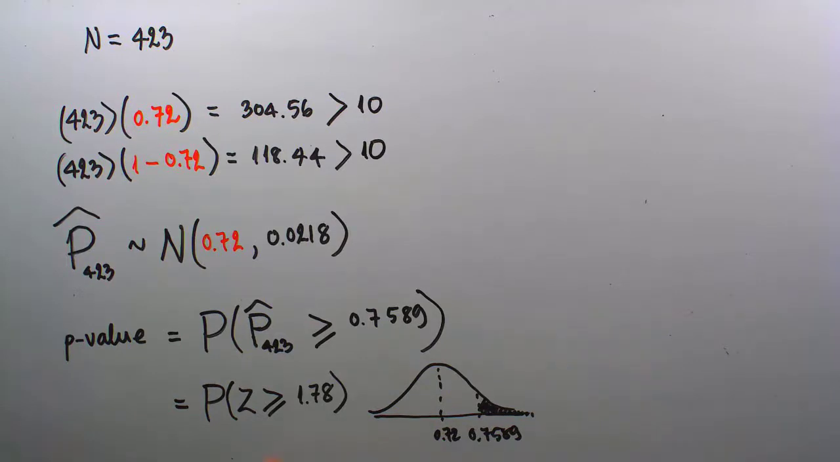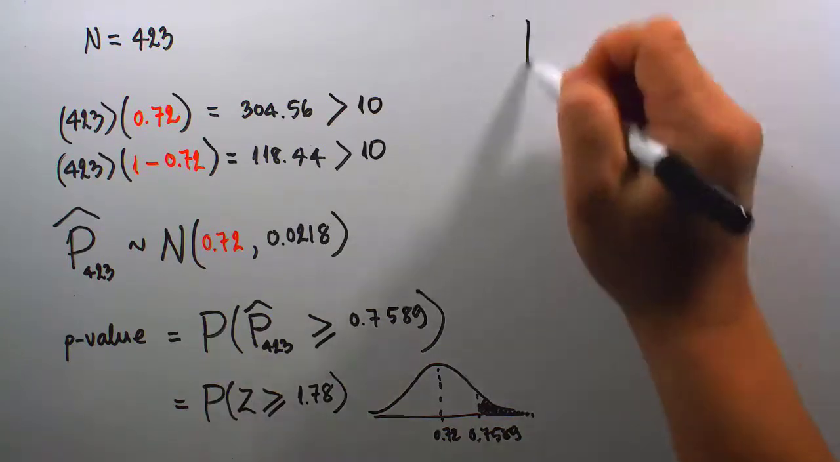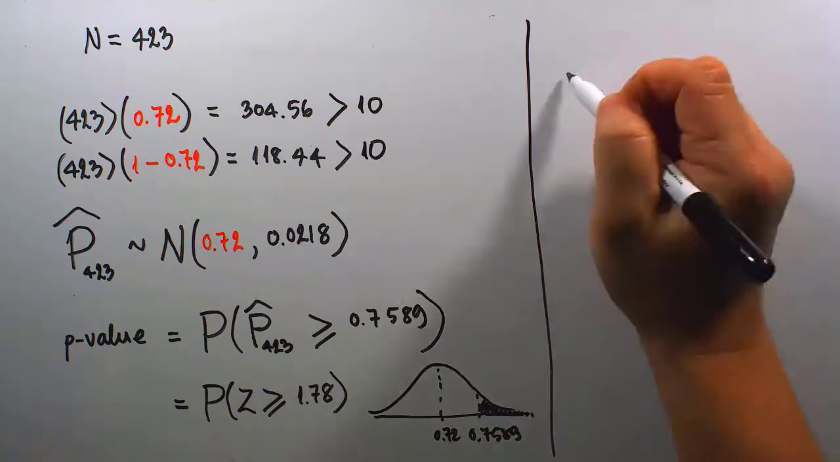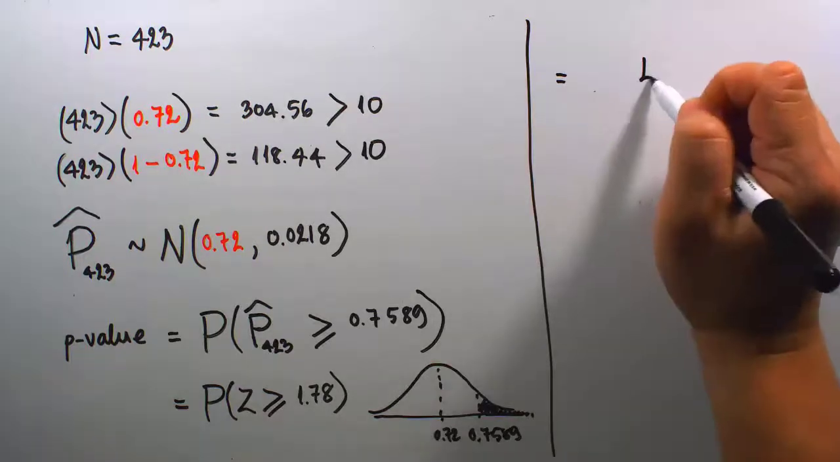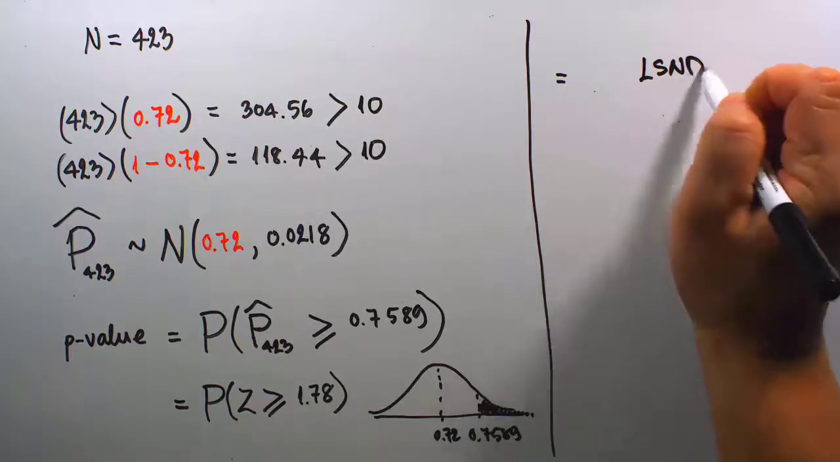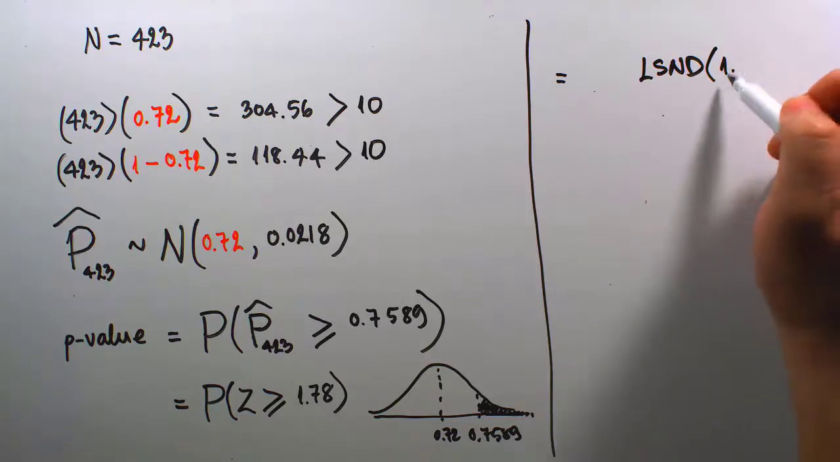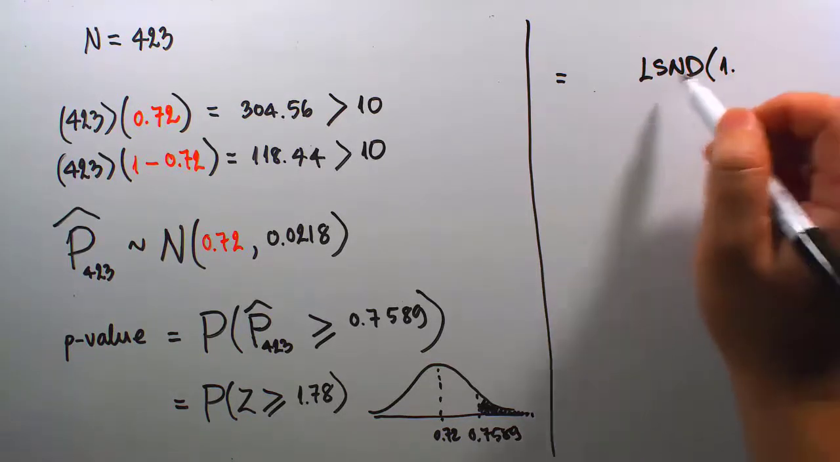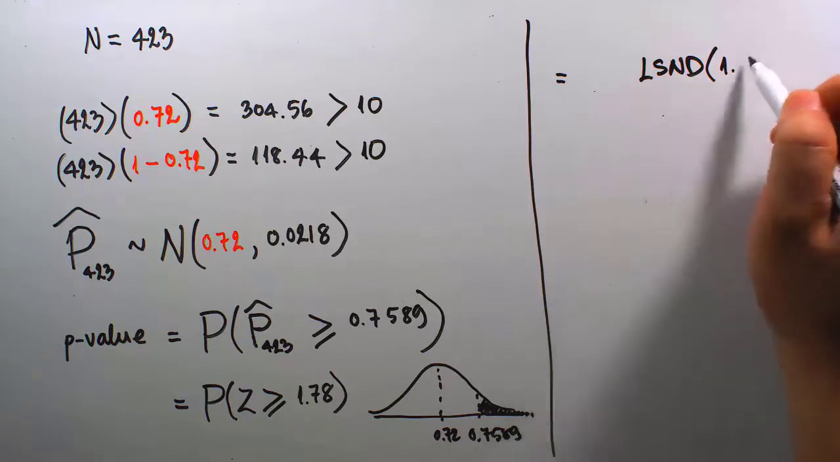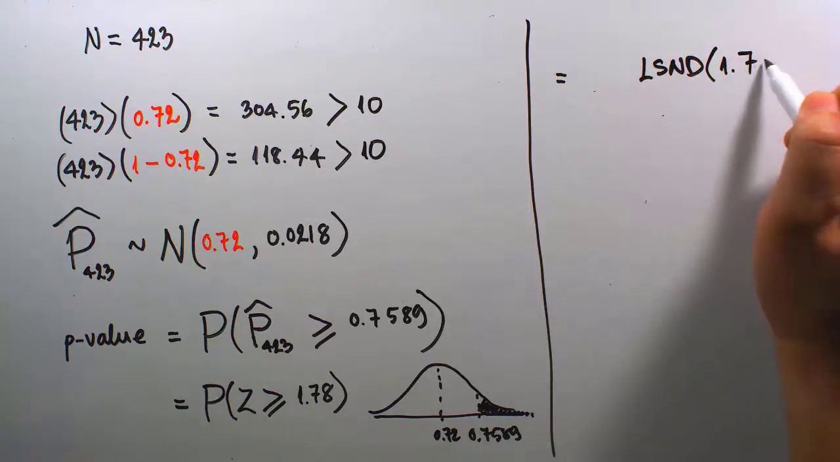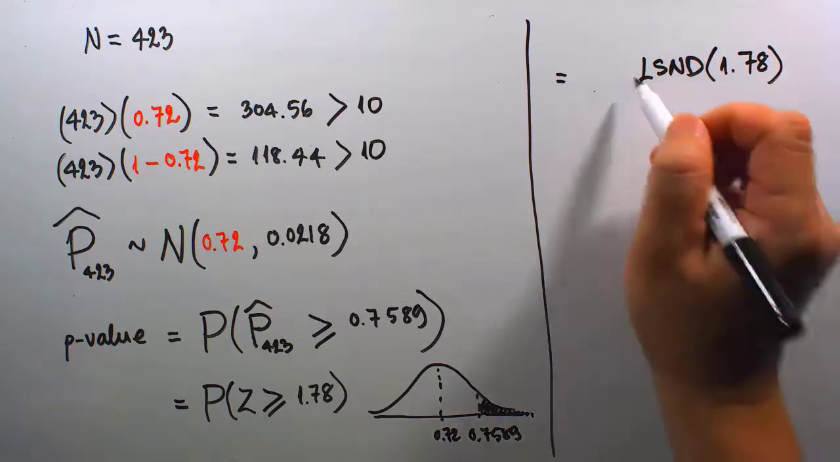And so now, proceeding into calculating this area on the standard normal distribution curve, all we need to do is to find the answer from the LS&D program or any kind of technology to find the area shaded to the left of z-score 1.78 and subtract that answer from 1.